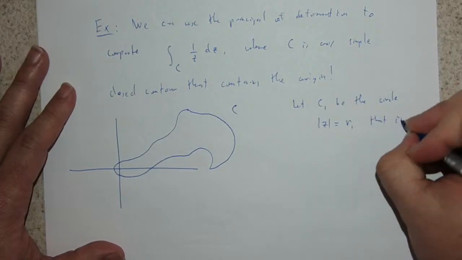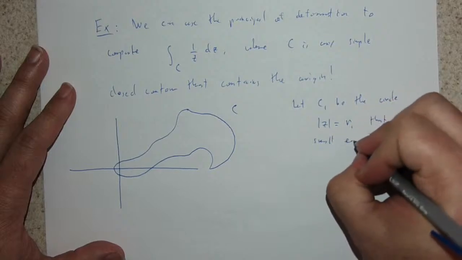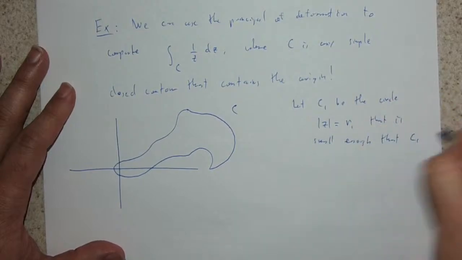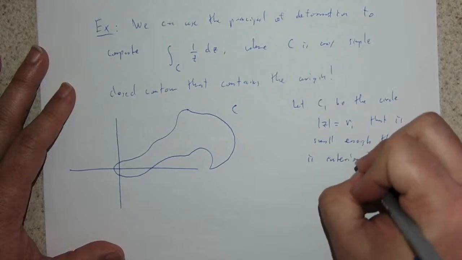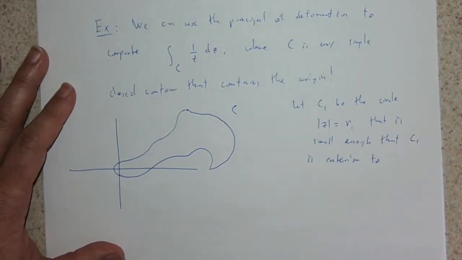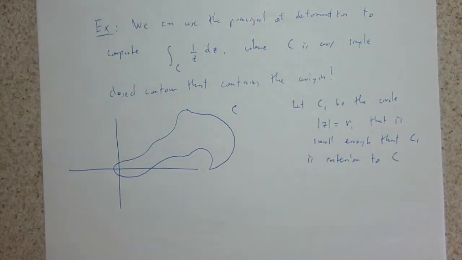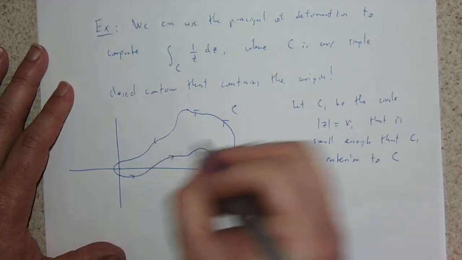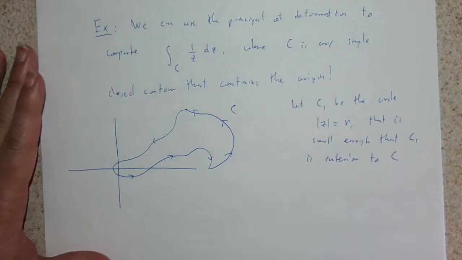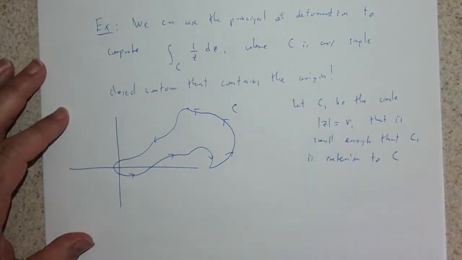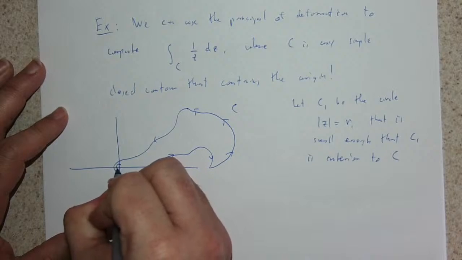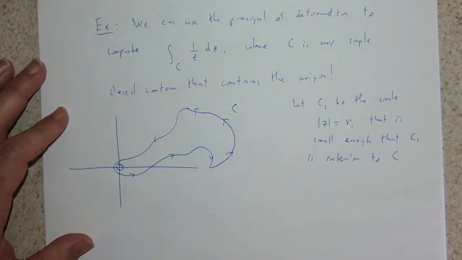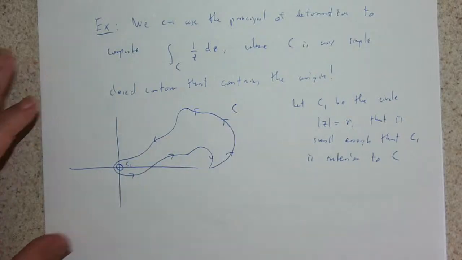That is small enough that C sub 1 is interior to C. Right. Now, if the C is, say, positively oriented, the typical representation of the circle, of course, is positively oriented. I am choosing the C sub 1 to be a circle that is small enough that it is interior, entirely to that curve. So here's my C sub 1. It's some tiny, tiny circle.